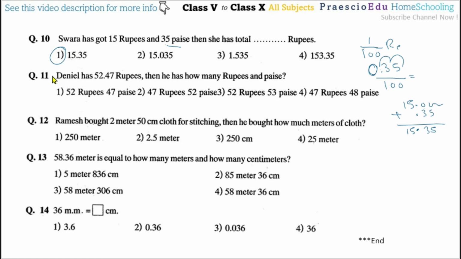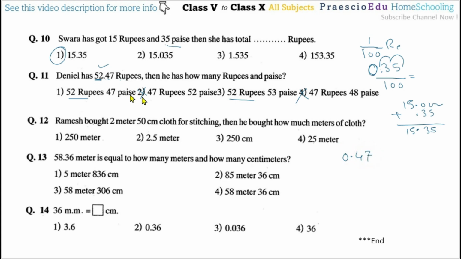Now question number 11: Daniel has 52.47 rupees, then how many rupees and paise does he have? Here 52 before the decimal is a complete whole number, or we can say the integer, so 52 rupees complete. So option number 3 and 2 cannot be. Then 47 means 0.47.